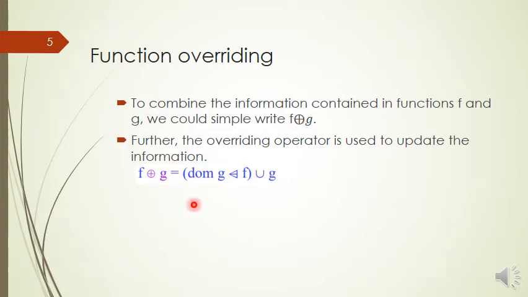And to get the return value of the overriding operator, we can use this formula, which includes the domain subtraction operator and union operator. By using this formula, we can update the information in function f, and the updated information is given in function g. So by using the overriding operator, the return value would also be a function.